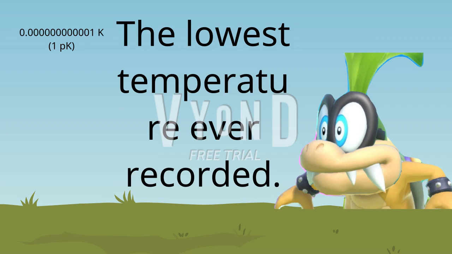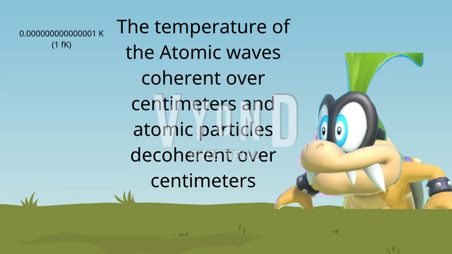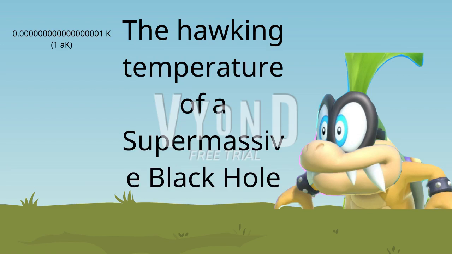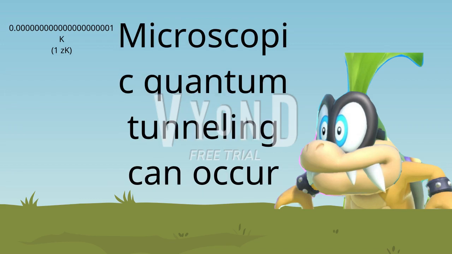The lowest temperature ever recorded is 1 trillionth of a Kelvin, that's 1 picokelvin. The temperature of the atomic waves coherent over centimeters and atomic particles decoherent over centimeters is 1 quadrillionth of a Kelvin, that's 1 femtokelvin. The Hawking temperature of a supermassive black hole is 1 quintillionth of a Kelvin, that's 1 attokelvin. At 1 sextillionth of a Kelvin, that's 1 zeptokelvin, microscopic quantum tunneling can occur.